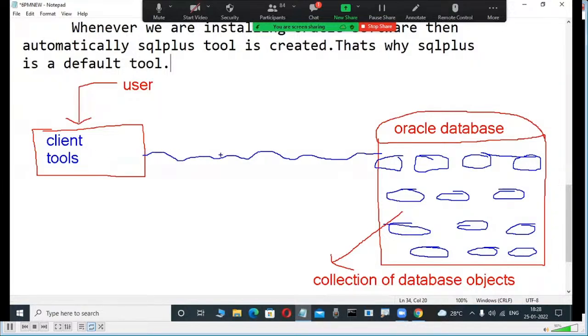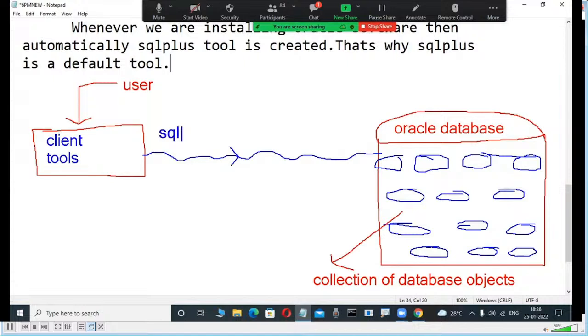Through that, with a username and password, they connect to the database server. Once they are connected, these users perform operations on these objects by using some languages. You are familiar with one, for example: SQL is a language.